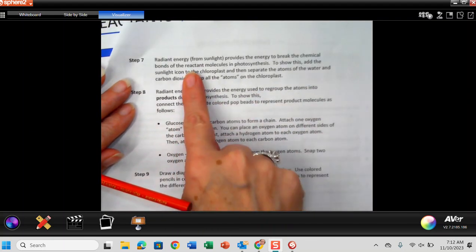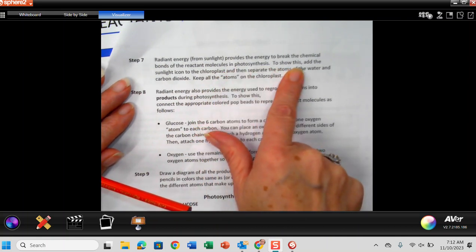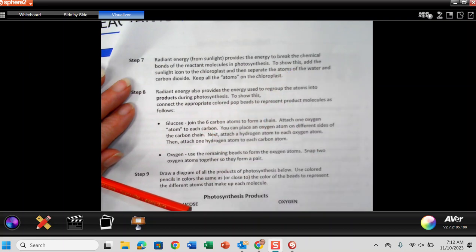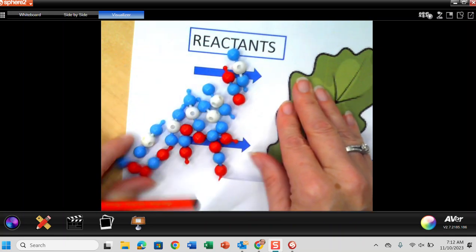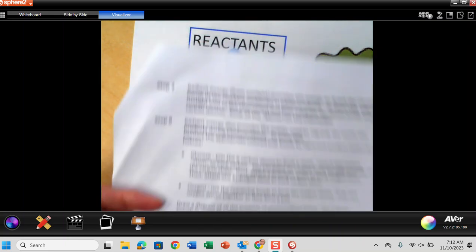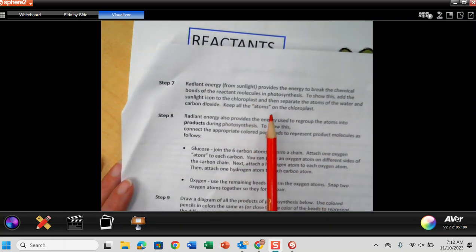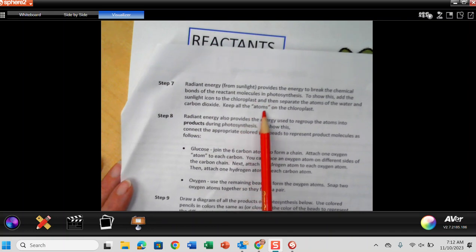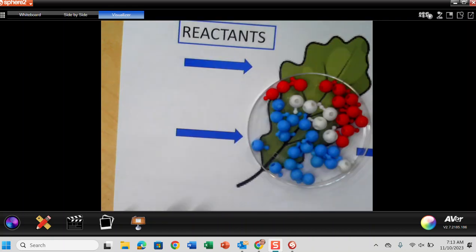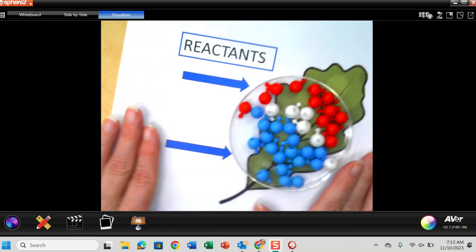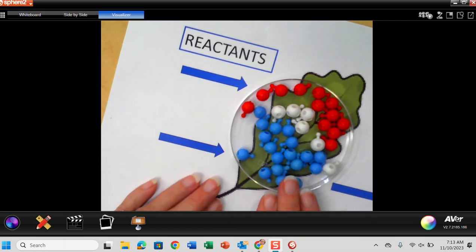Part 7 here says radiant energy from the sun provides the energy to break the chemical bonds of the reactant molecules in photosynthesis. So remember my reactants are these water and carbon dioxide molecules, right? If I have sunlight come, it's going to break apart those chemical bonds that are making them molecules. And so I'm going to add sunlight and I'm going to break up all of my molecules so that I just have atoms left on the chloroplast or the leaf. So here are all of my loose atoms on the leaf. Sunlight will come, voila, and it will make the photosynthesis happen.